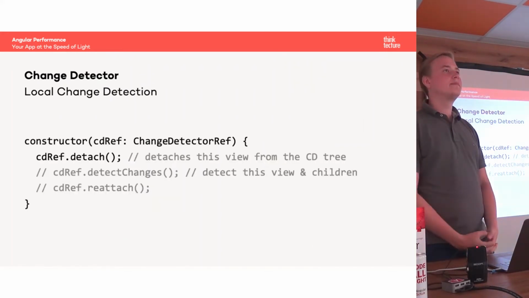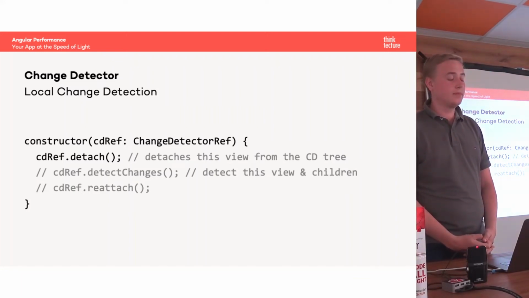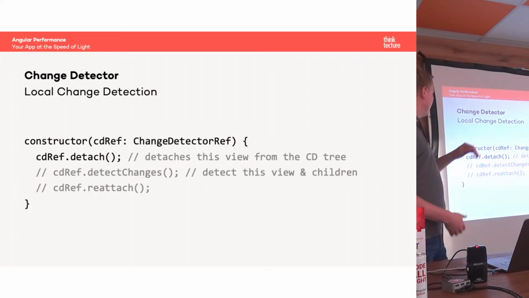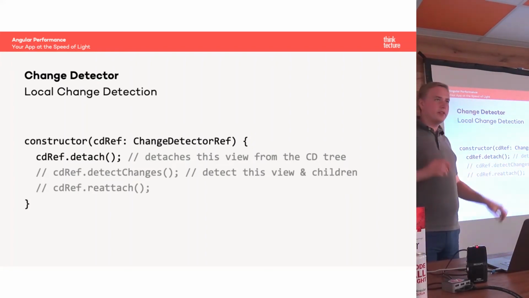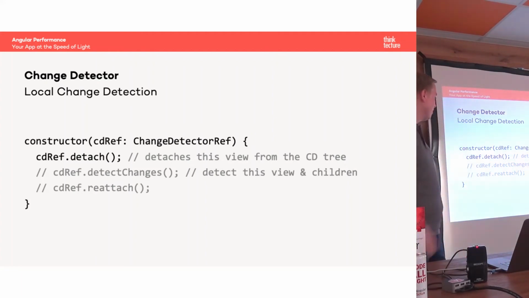Yes? What happens to subcomponents? Those are detached as well. Okay, so here's also a little example. Detach is the first call. If you want to do a particular single check of your component and its subcomponents, so it's downwards in that case, you can call detect changes again. So you still have it under control. And if you want to reattach to the tree, as you've seen, you can do it using reattach.